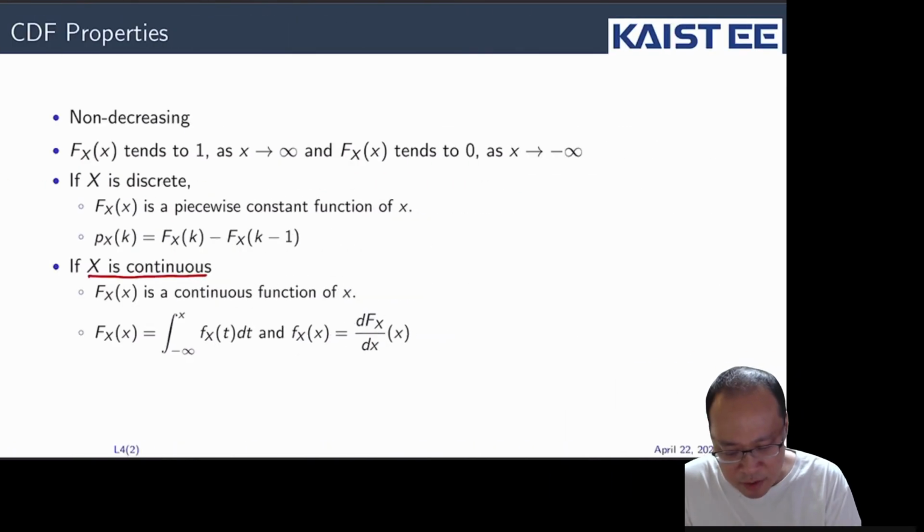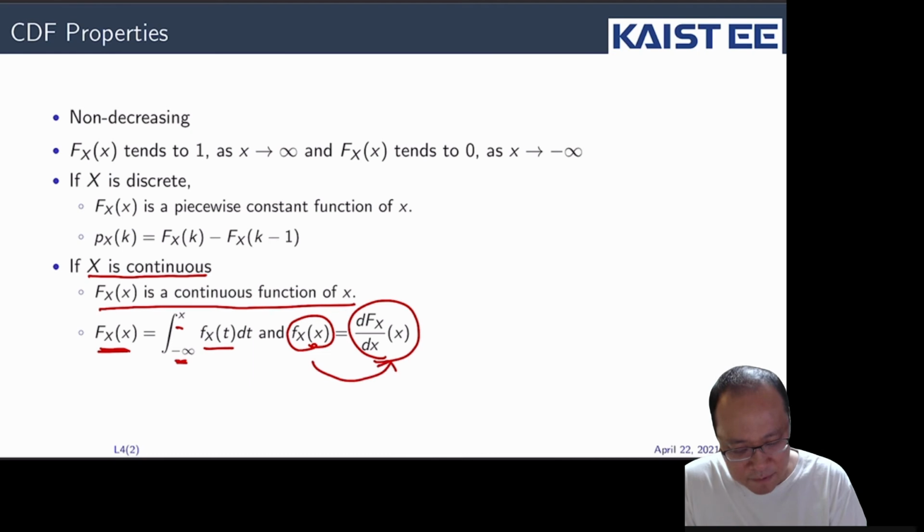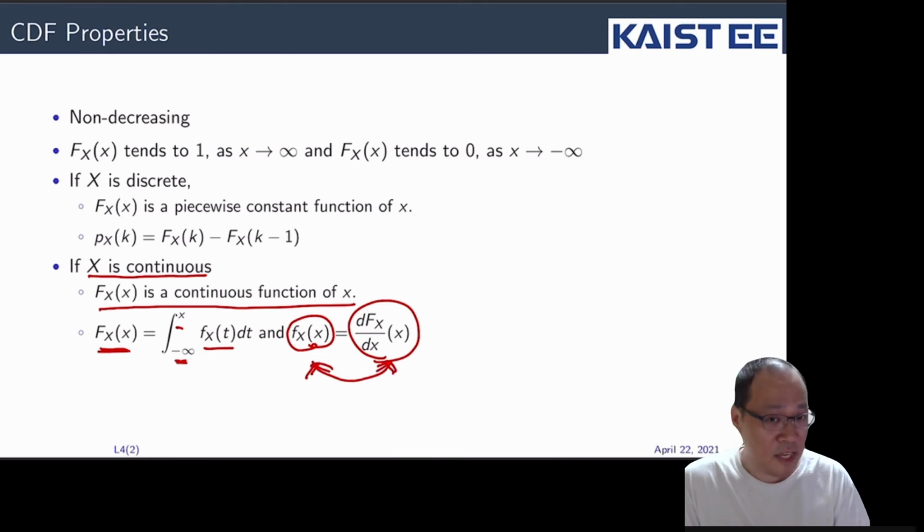If x is continuous, then the CDF is also a continuous function of x. And the CDF is an integral from minus infinity to x of the PDF. That's why the PDF is a differentiation of the CDF. So that's how the CDF and the PDF are related. Again, once we know the CDF, then we can reach the knowledge of the PDF, or the PMF for the discrete case.